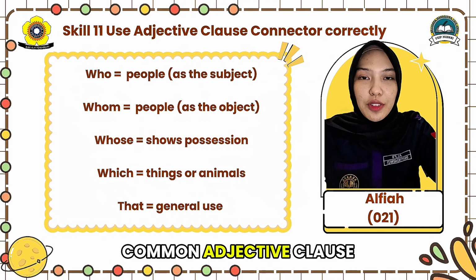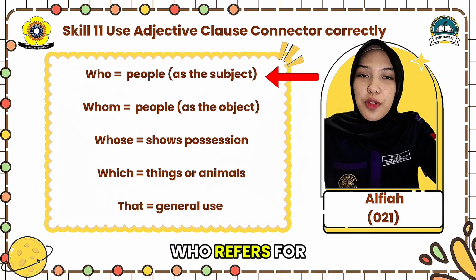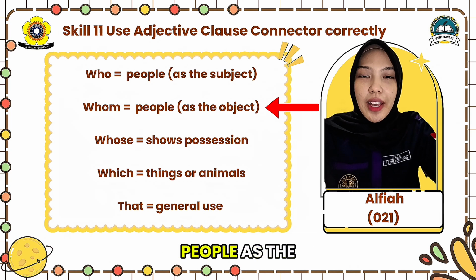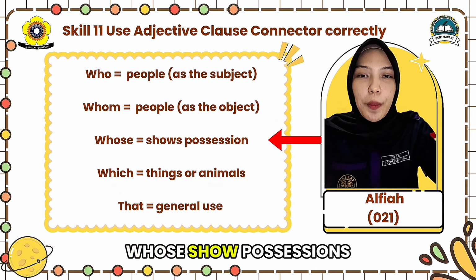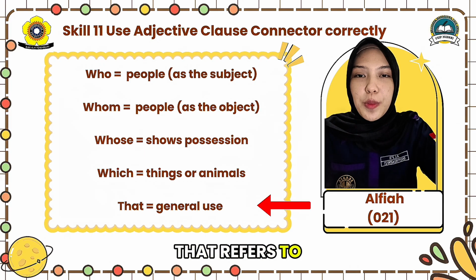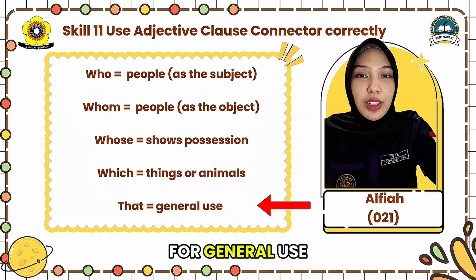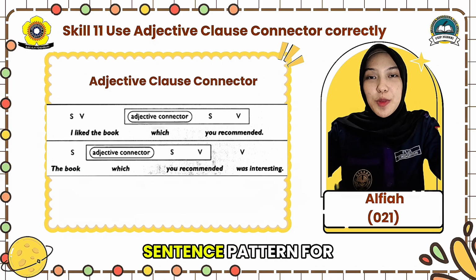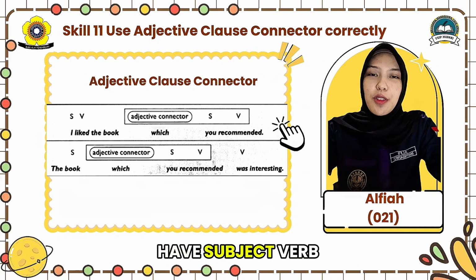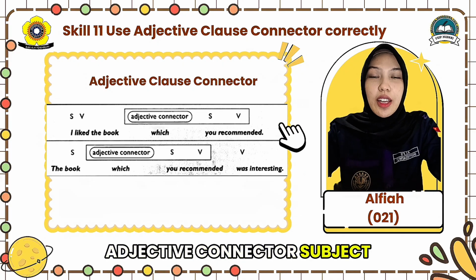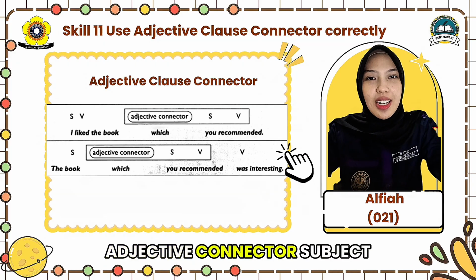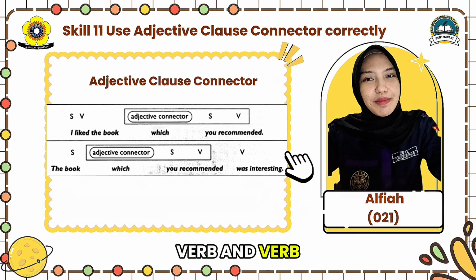These are the common adjective clause connectors. Who refers to people as the subject. Whom refers to people as the object. Whose shows possession, which refers to things or animals, and that refers to people or things for general use. And we have sentence patterns for adjective clause connectors. First one: subject, verb, adjective connector, subject, verb. And the second one: subject, adjective connector, subject, verb, and verb.